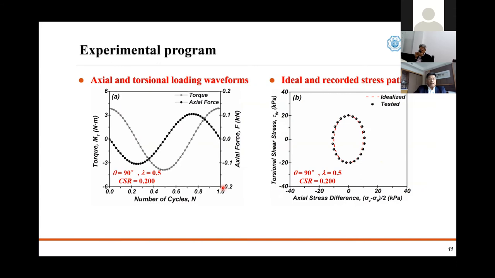And here the two figures show the GDS apparatus performance. Here, with the torsional stress and the axial force, we obtain a stress path that is almost in agreement with the idealized path. Okay.